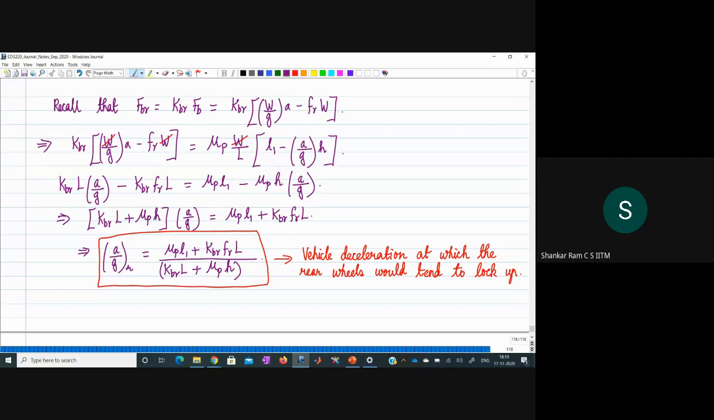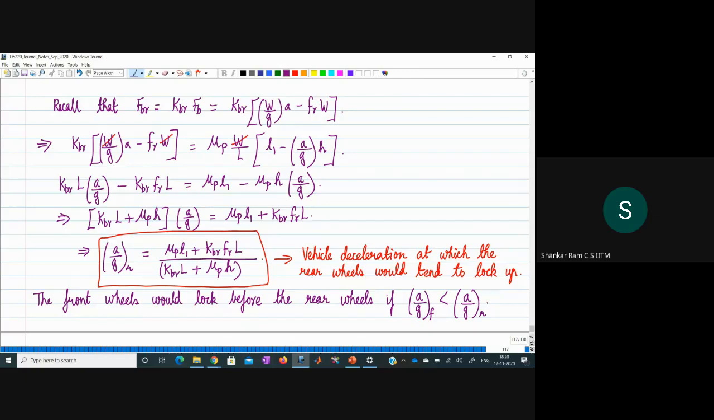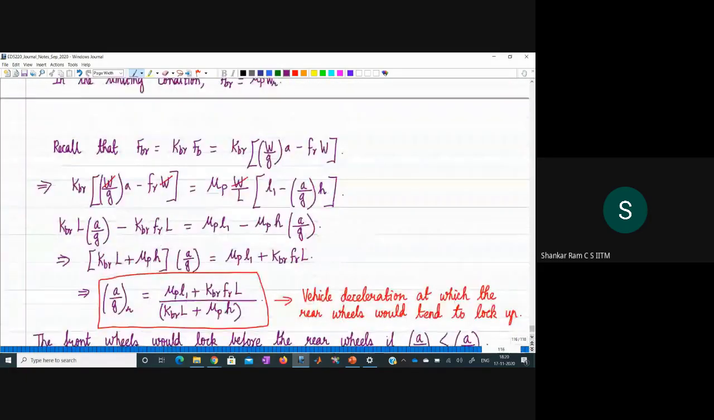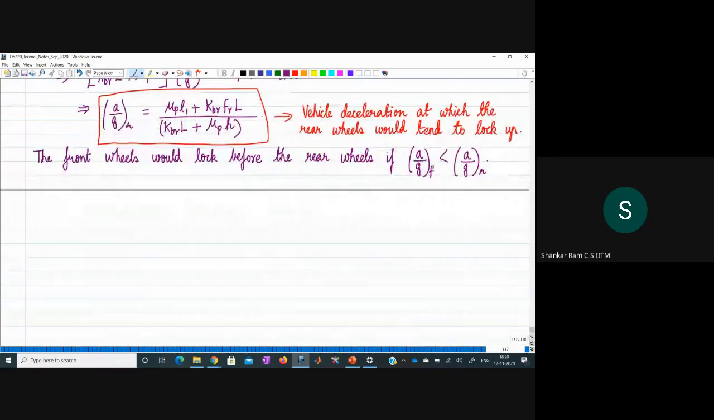So let's write it down. The front wheels would lock before the rear wheels if A by g F is less than A by g R. Similarly, the rear wheels would lock before the front wheels if A by g R is less than A by g F.